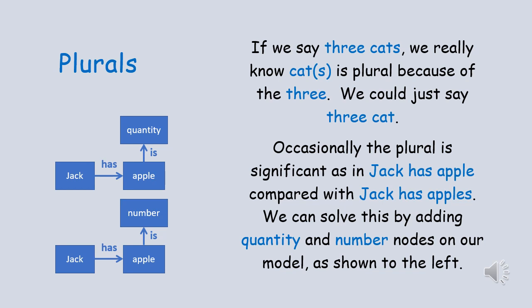We could just say 3 cat. Occasionally, the plural is significant, as in Jack has apple, compared with Jack has apples. We can solve this by adding quantity and number nodes on our model, as shown to the left.